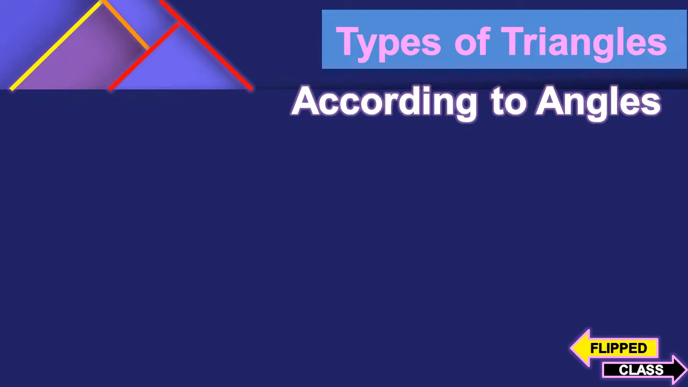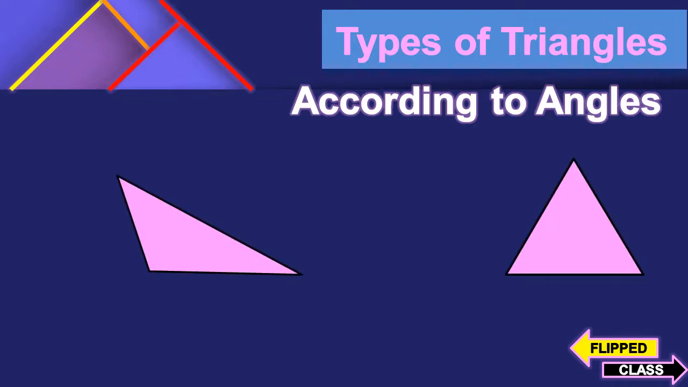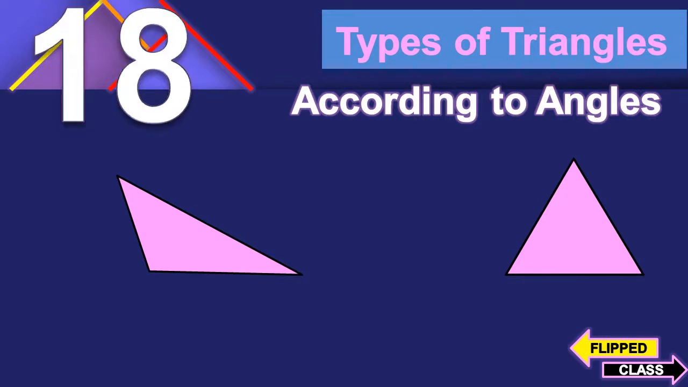Aside from these two, we also have two types of triangles according to their angles. Similarly, in 20 seconds, I would like you to define and probably name these triangles here.